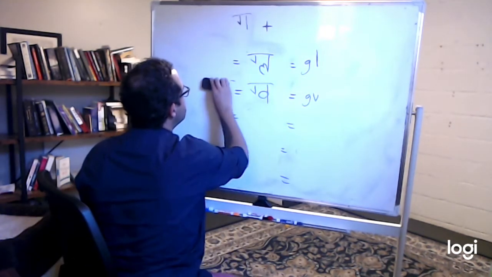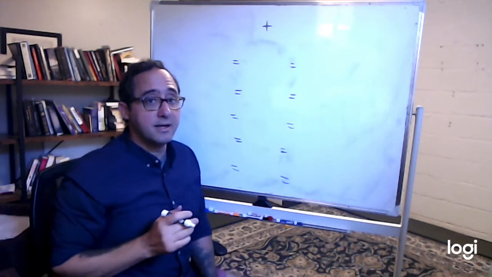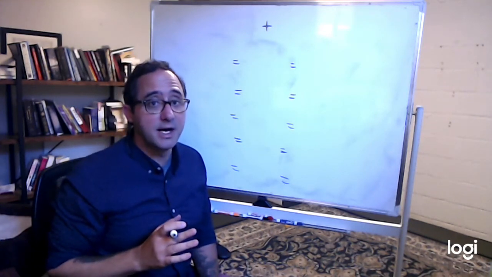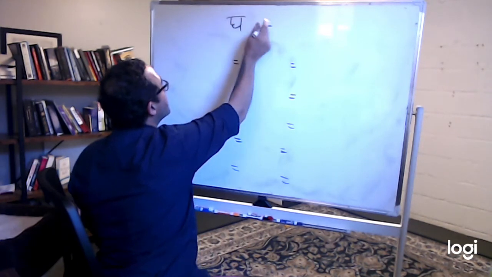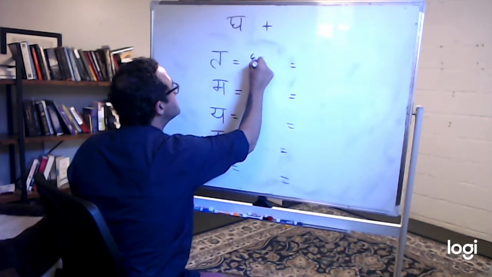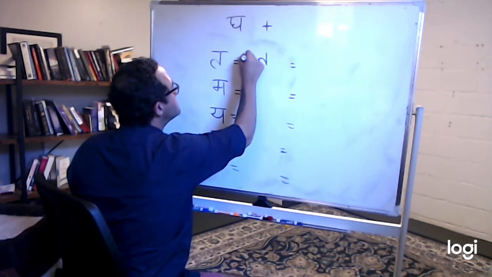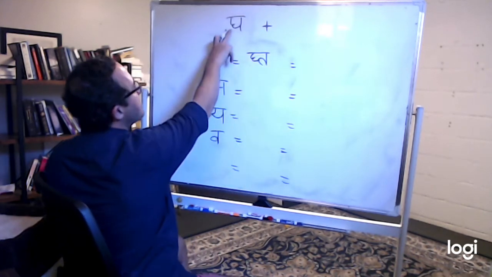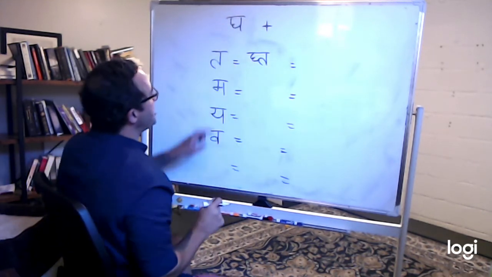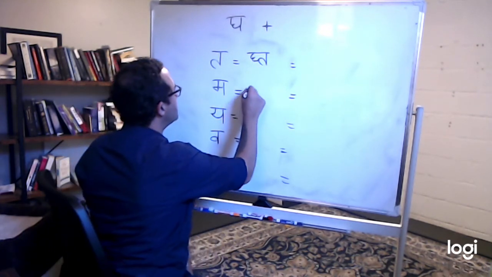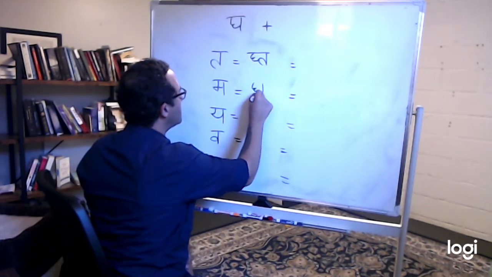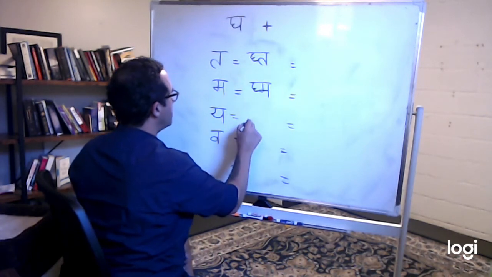And then we'll finish for today. What is the aspirated G? Gh. Gh. Notice how this part of the G is going right into the T in the next letter.